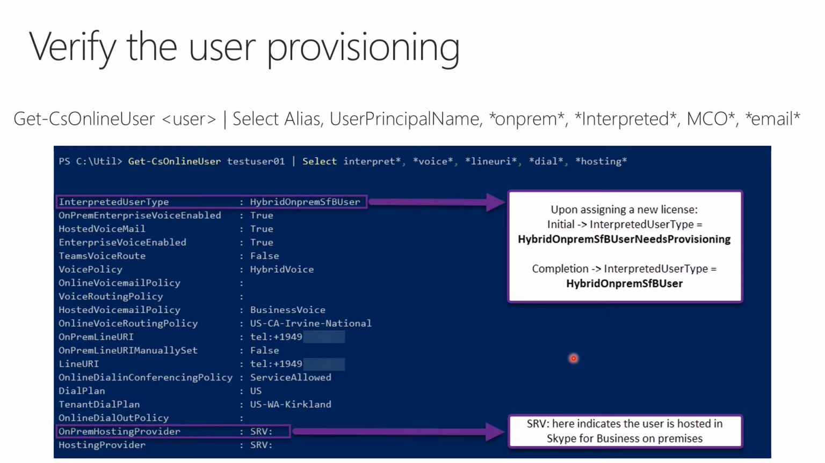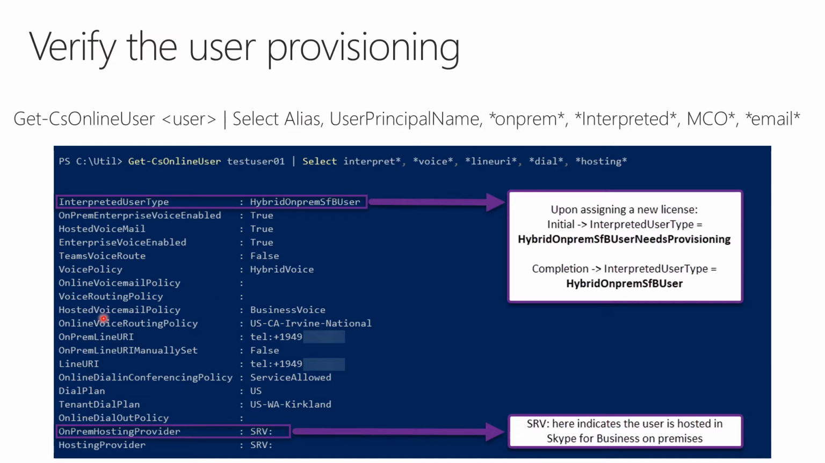Hybrid on-prem, SFB user, needs provisioning. So that's telling the service, hey, there was a new license assigned, and now we need to go provision all of the features and functions and capabilities of that license that was just assigned to them. This will run, and when the provisioning process is complete, this will return back to, as you see here, interpreted user type, hybrid on-prem, SFB user.